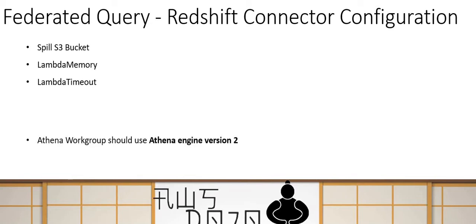And one more thing from the Athena point of view. As you know, Athena uses the concept of work groups, and these work groups have Athena engine versions. Earlier it was Athena engine version 1.0. Recently, AWS launched Athena engine version 2.0, and so your Athena work group should use Athena engine version 2.0. That's another requirement if you want to use federated query.